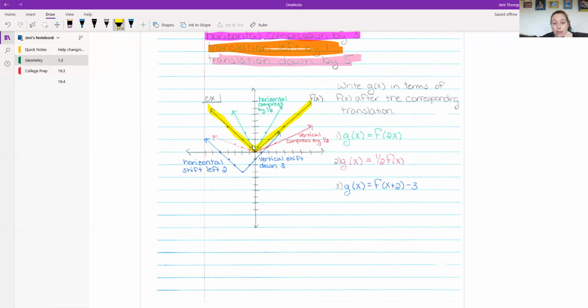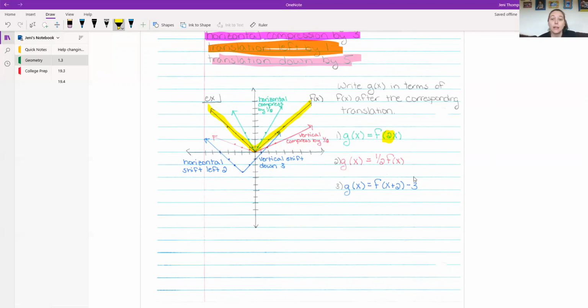Okay, let's look at the green one. The green one is a horizontal compression by 1/2. Horizontal compression means we're squishing it. It's going down by 1/2, which means we need to multiply by a number greater than 1. We take that 1/2, we flip it, so our g of x becomes f of 2x. We need to multiply on the inside. We know that our change is happening horizontally, therefore it's by 2 times.